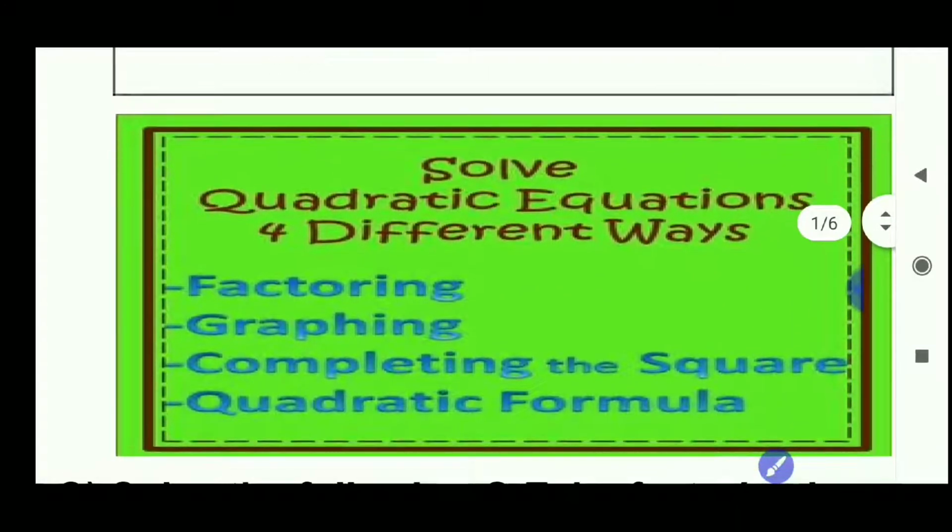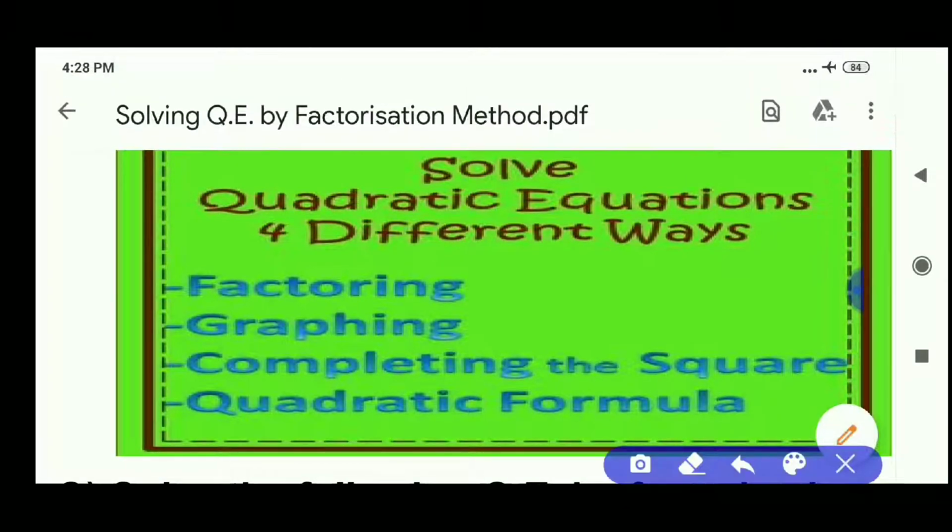And we can solve quadratic equations in four different ways. They are factorization method, graphical method, completing square method, and using formula. Now we are learning how to solve by factorization method.